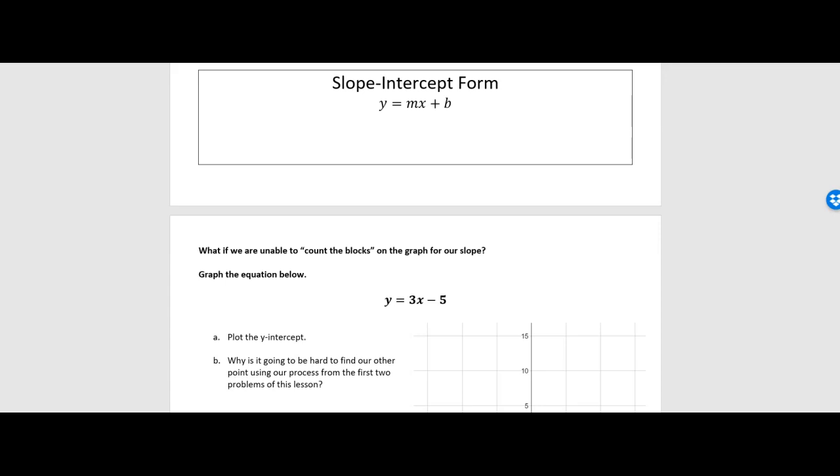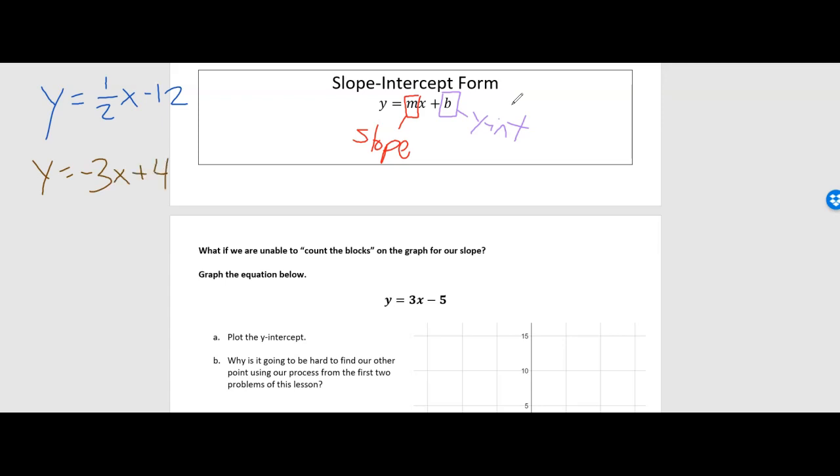Slope-intercept form, y equals mx plus b. Remember that m is the slope, and the b is our y-intercept. The x and the y are just going to stay, right? Those are going to stay x's and y's. So if I just had a couple of examples, I could have y equals 1/2 x minus 12. I could have y equals -3x plus 4.